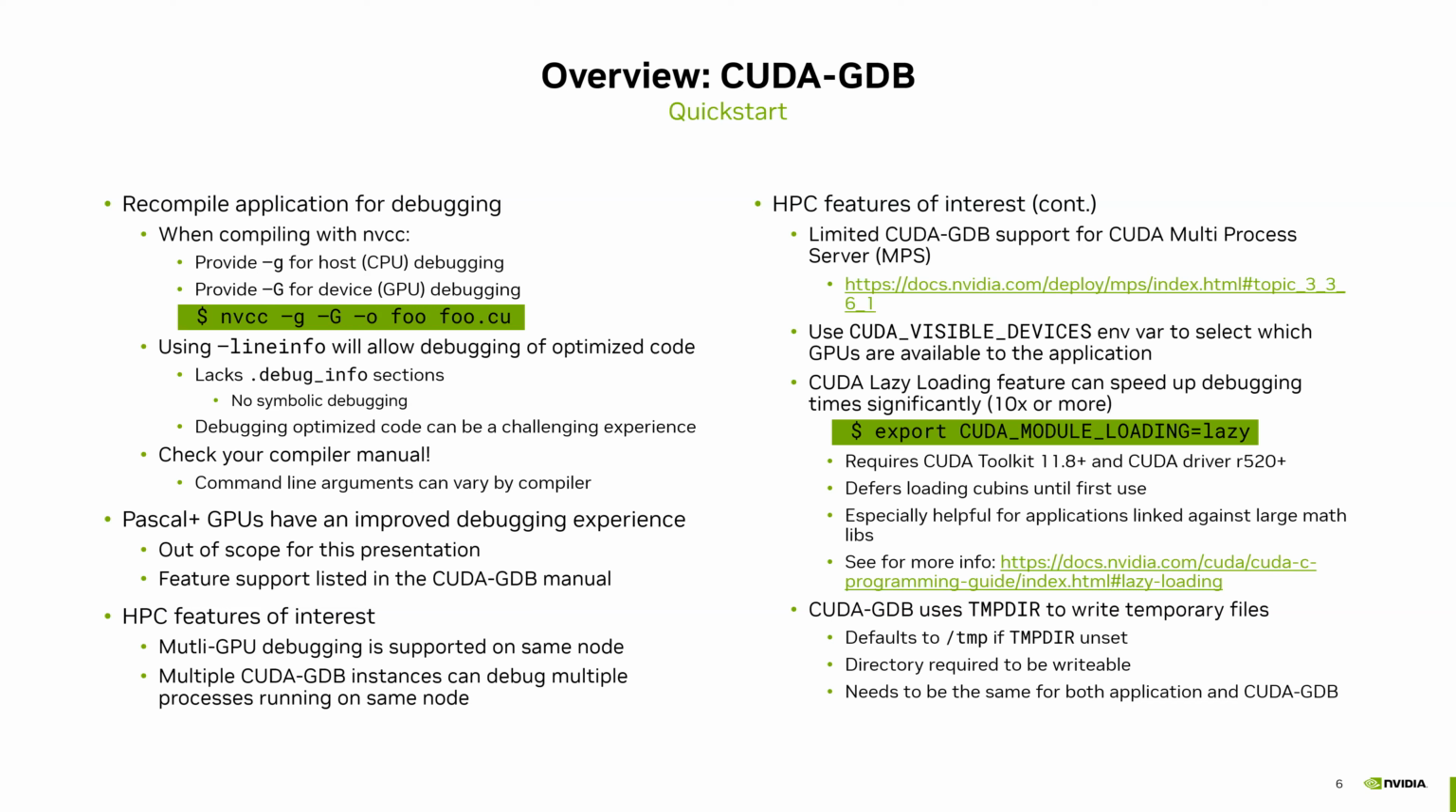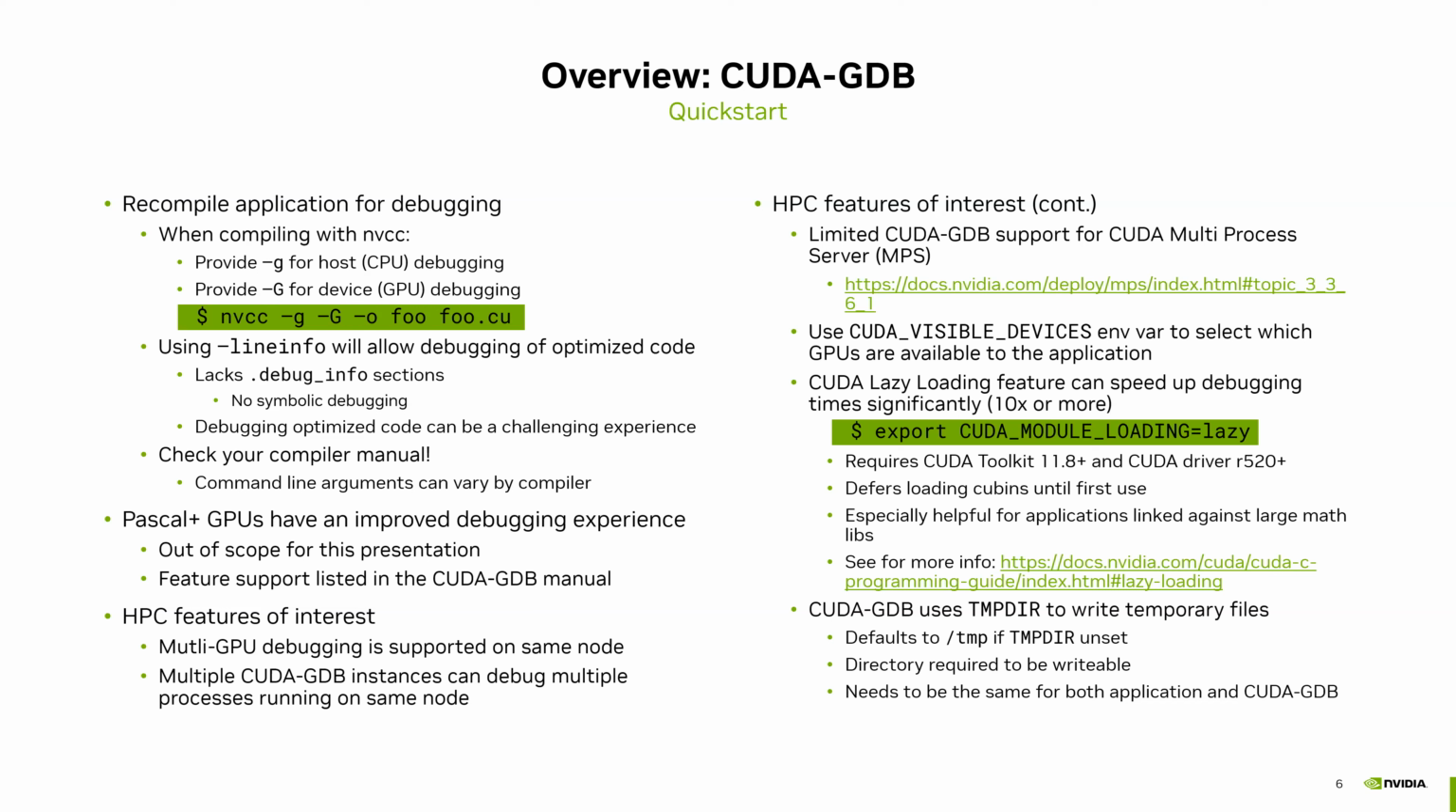We do have limited support for CUDA multi-process server, or MPS. I'm not going to go into the details, but you can follow them at this link if you want to learn more. You can use the CUDA_VISIBLE_DEVICES environment variable to select which GPUs are available to the application. This is important if you're going to run a new application under CUDA-GDB control. You can set CUDA_VISIBLE_DEVICES to force that inferior process onto a particular device. If you don't care, you can just run with default.